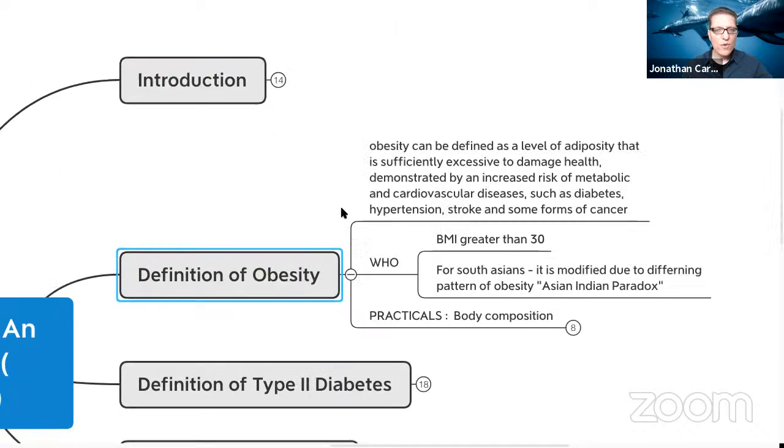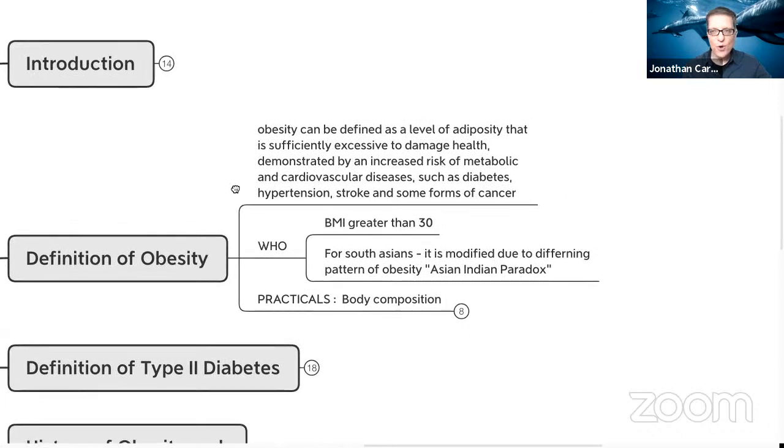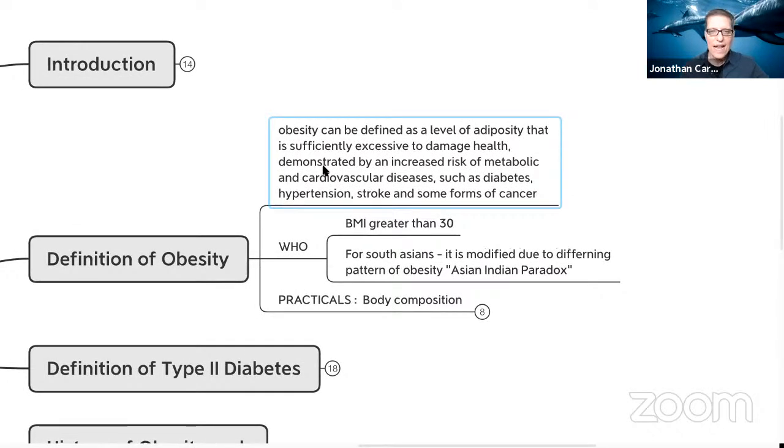So let's talk a little bit about definitions of obesity before we get into looking at things from a historical perspective. Obesity can be defined as a level of adiposity that is sufficiently excessive to damage health, demonstrated by an increased risk of metabolic and cardiovascular diseases, such as diabetes, hypertension, stroke, and some forms of cancer. So this definition defines obesity as really any increase in weight that is revealing itself because of an increased risk of diseases like metabolic diseases, cardiovascular diseases, etc.